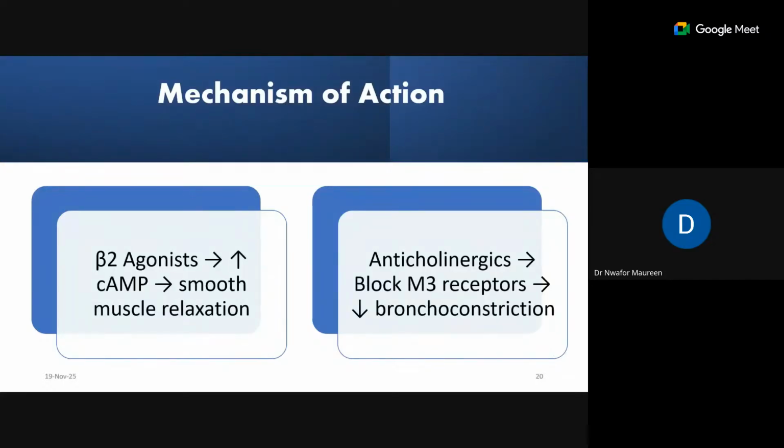I've already talked about the mechanism of action of beta-2 agonists, what they do and how they dilate, causing smooth muscle relaxation. Then for the anticholinergic agents, they block M3 receptors, thereby preventing bronchoconstriction. We all know what acetylcholine does at muscarinic receptors. So these agents counteract their effects.